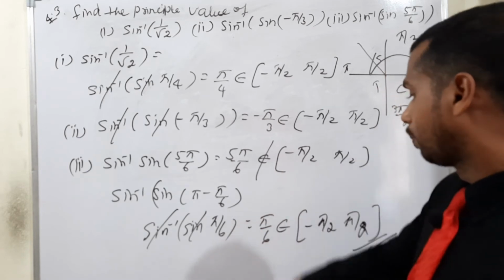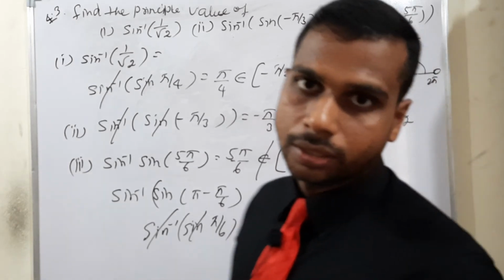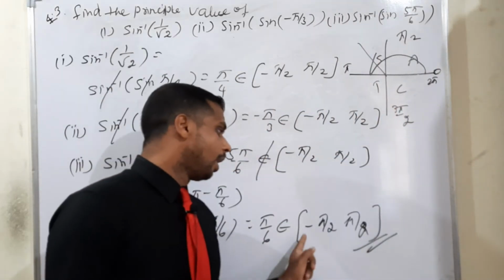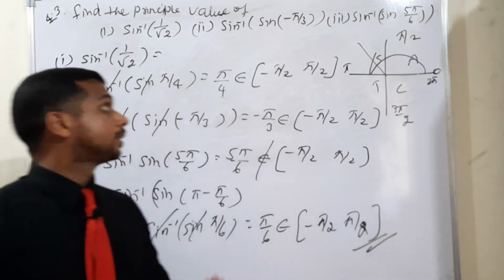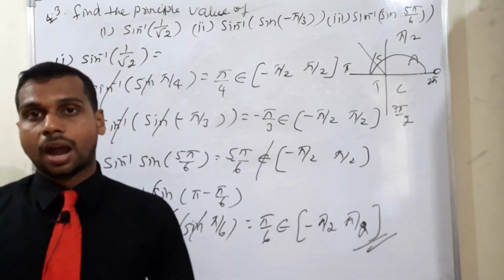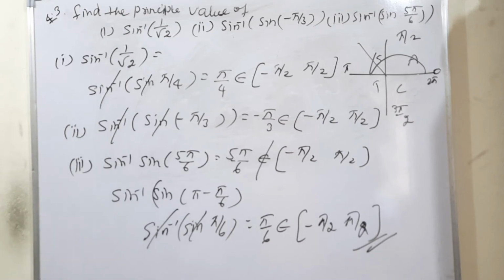Okay, check it there. Pi by 6 means 180 divided by 6. 180 divided by 6 means 30 will come. It lies on negative 90 to positive 90. This is the answer for example 4.3. I will continue with the next example.